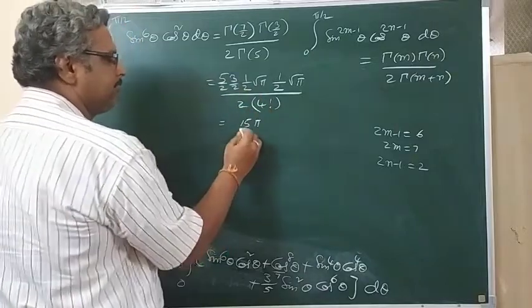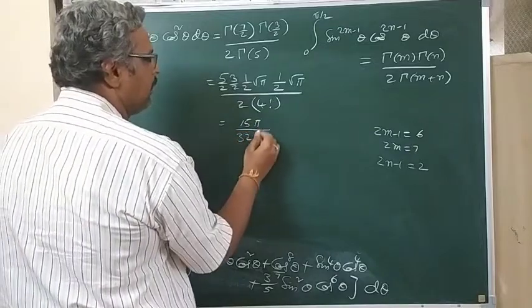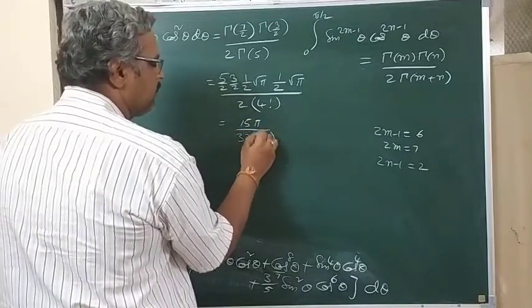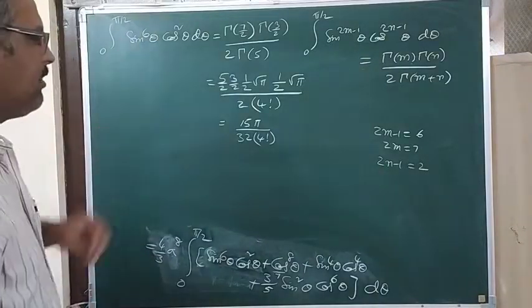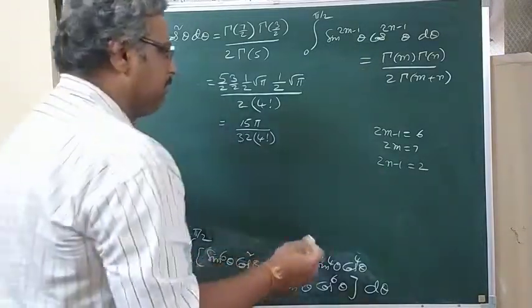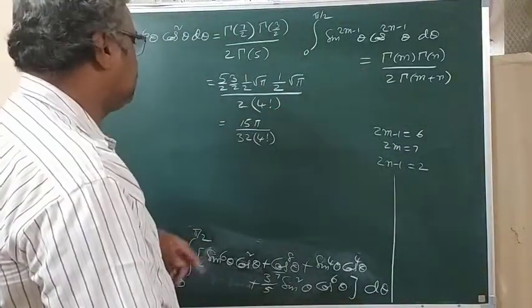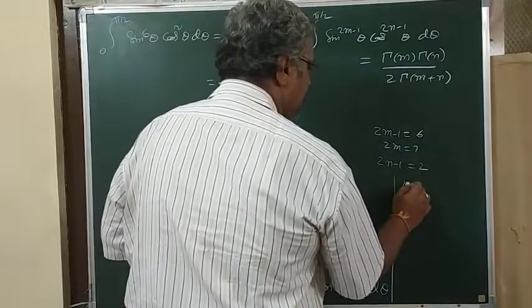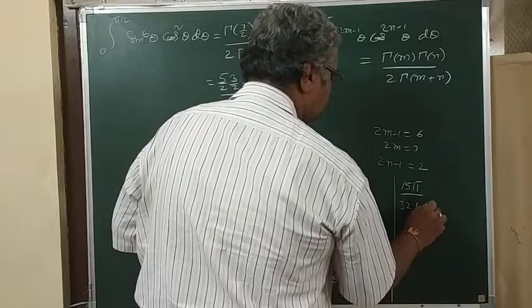16 by 2, 32 into 4 factorial. So, this is the first value. In a similar way, I will write here the first integral value, 15 pi by 32 into 4 factorial.